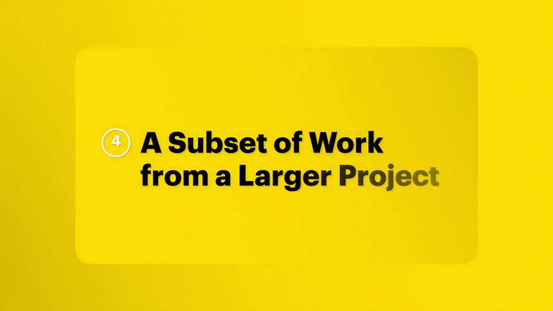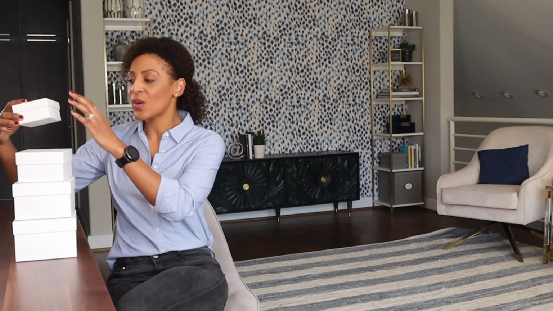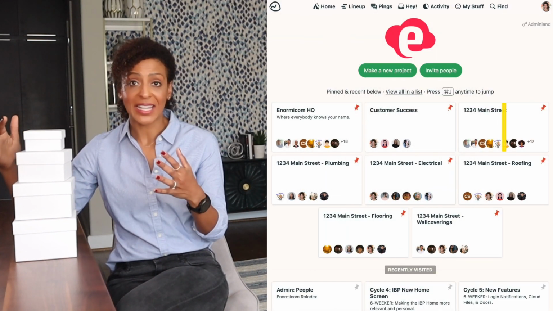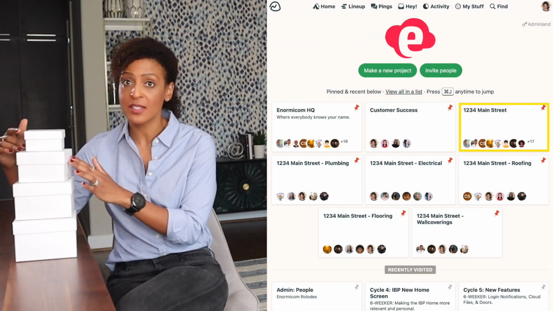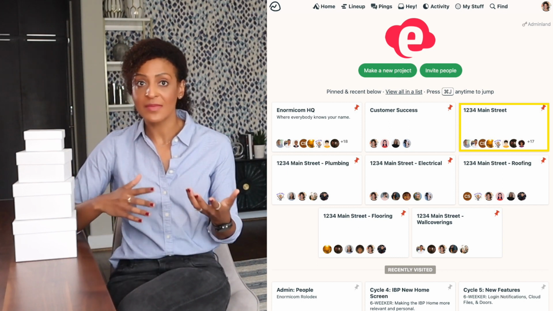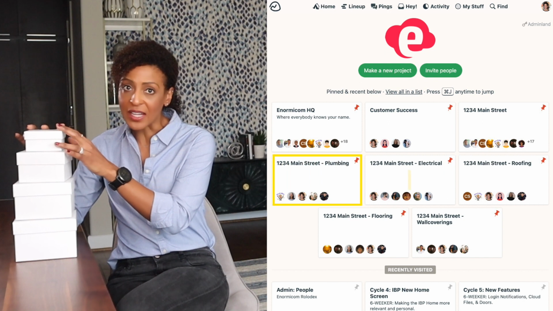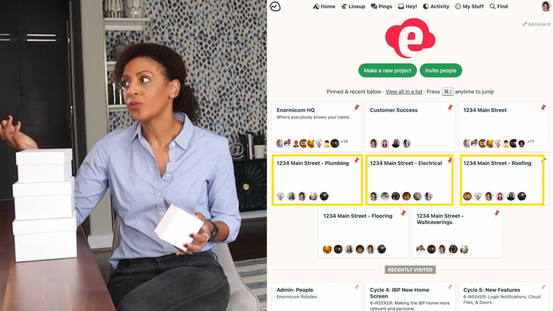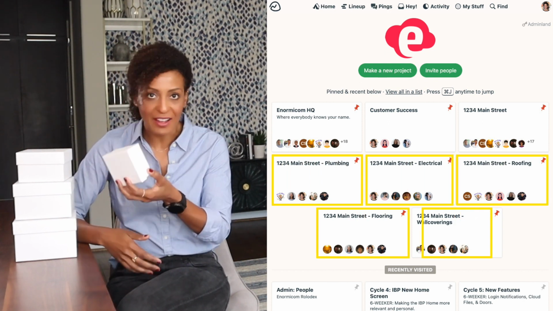Now, sometimes projects are complicated, and it's helpful to break them into even smaller segments. Some people call these sub-projects, but to us, they're just another project. So let's say you have a time-based project to build a house. While it might work for you to have everything related to that house in one project, you might find your work easier to organize if you had smaller, separate projects like plumbing, electrical, roofing, flooring, wall coverings.